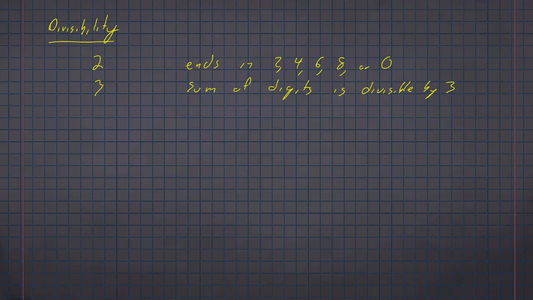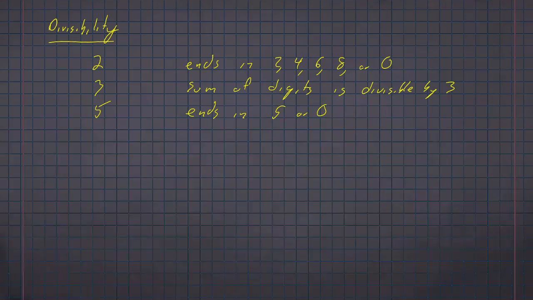A number where the sum of the digits is divisible by 3 is itself divisible by 3. A number which ends in 5 or 0 is divisible by 5. I'll also mention quickly, a number that ends in 0 is divisible by 10. But these three are the rules that are worth knowing offhand.